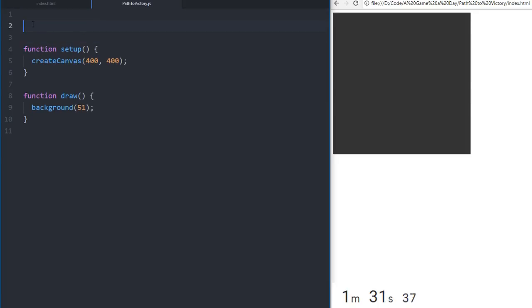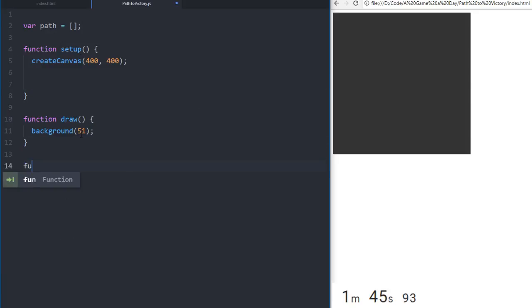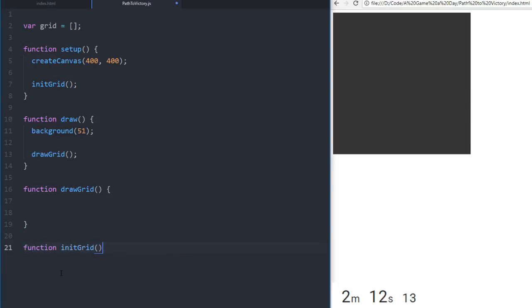Now what we want is, I guess we can have a tile here. We'll say var path equals an array, and first we'll draw the grid. So function draw grid. Maybe we should have grid instead of path. I think we should have grid. Let's have init grid, and here we'll say draw grid. We'll do function init grid first.